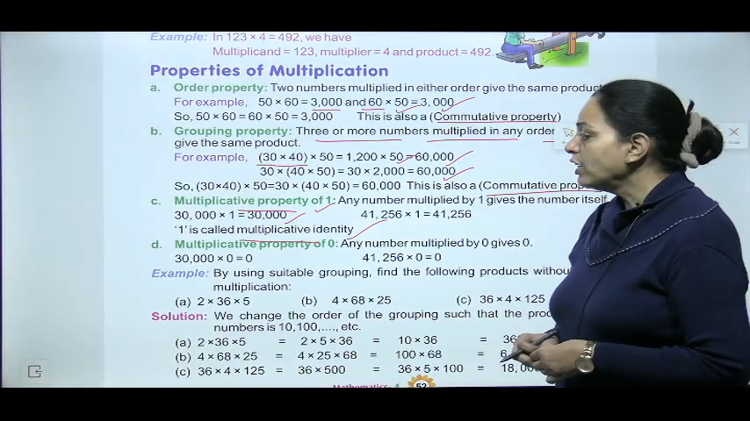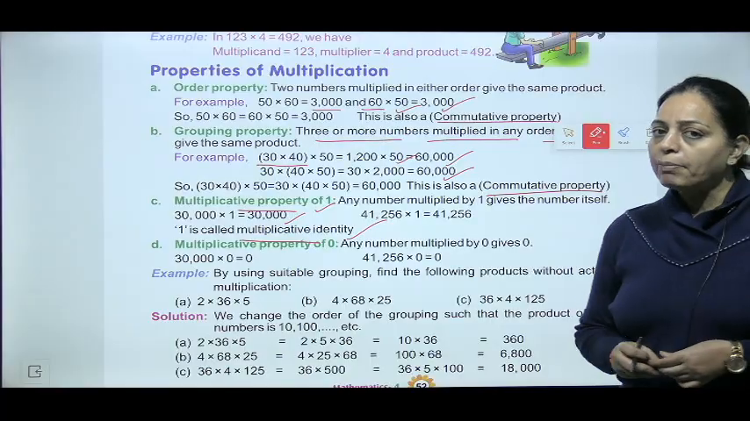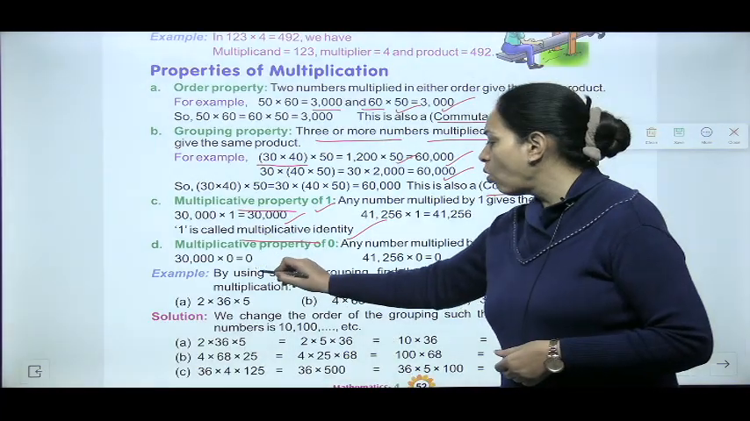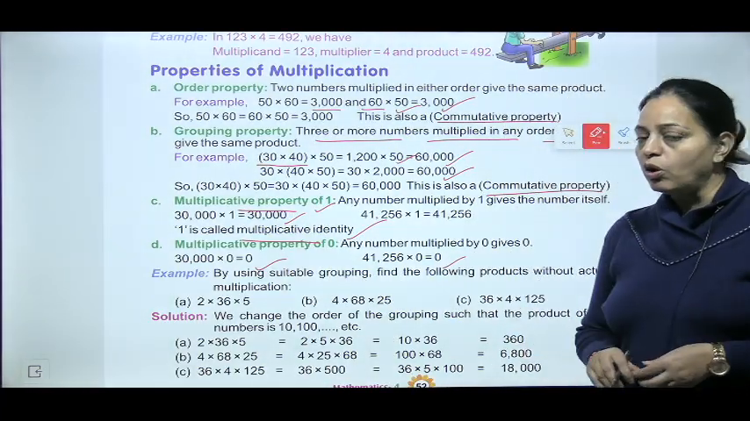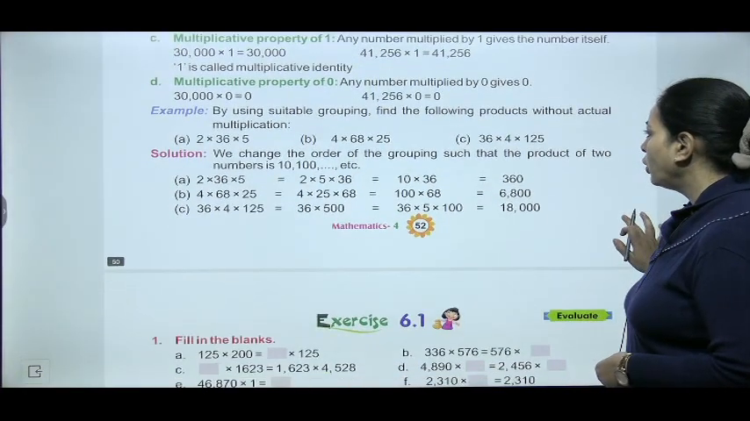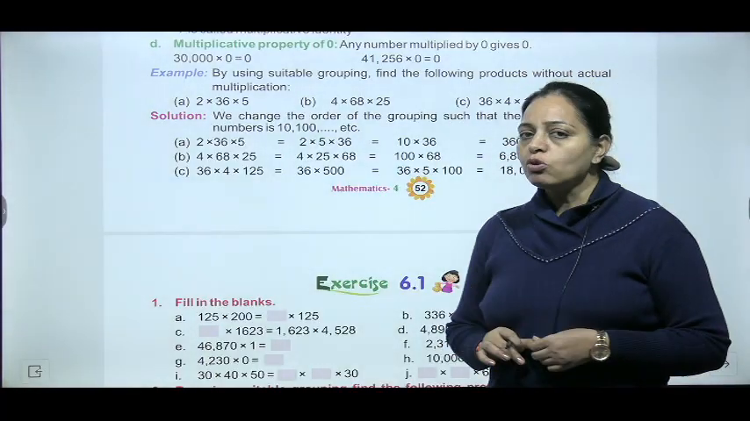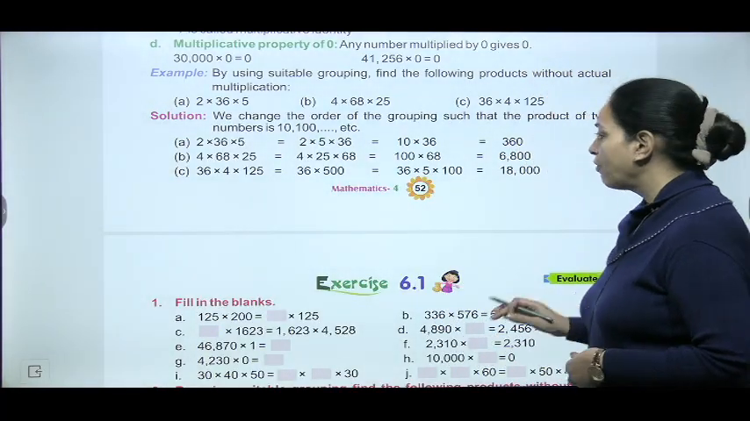Now the next point, multiplicative property of 0. When we multiply any number by 0, the result is always 0. Now example, by using suitable grouping, find the following products without actual multiplication. Like A part, 2 multiply 36 multiply 5.